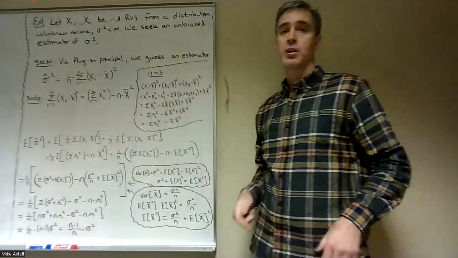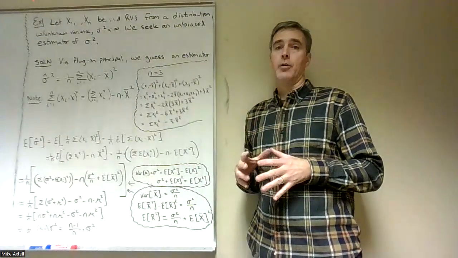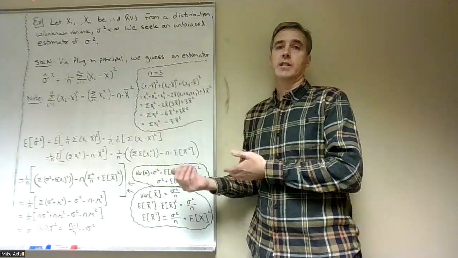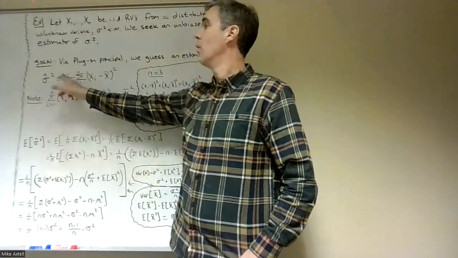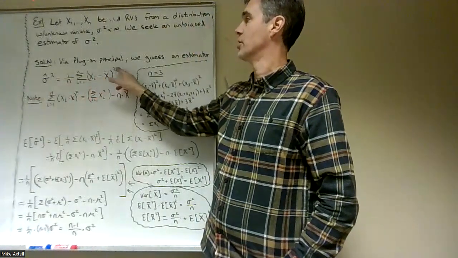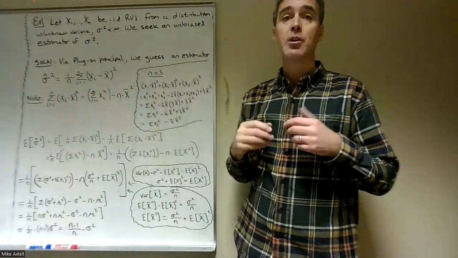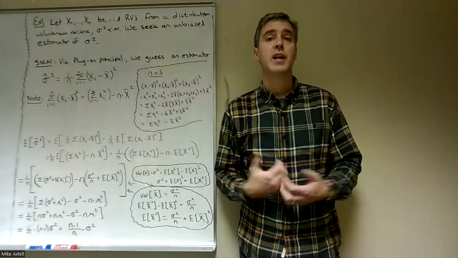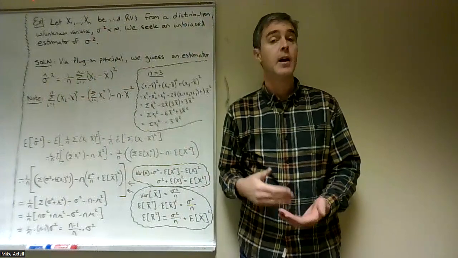So by the plug-in principle, which if you remember said, if you're trying to estimate a parameter, use the function of the data that most closely mimics that parameter, we're going to guess as our estimator 1 over n times the sum of xi minus x bar squared. X bar would be the sample mean of the x1 up through the xn, okay? So that appears to mimic the definition of variance. So let's guess that that's our estimator. And we hope it's unbiased, okay?